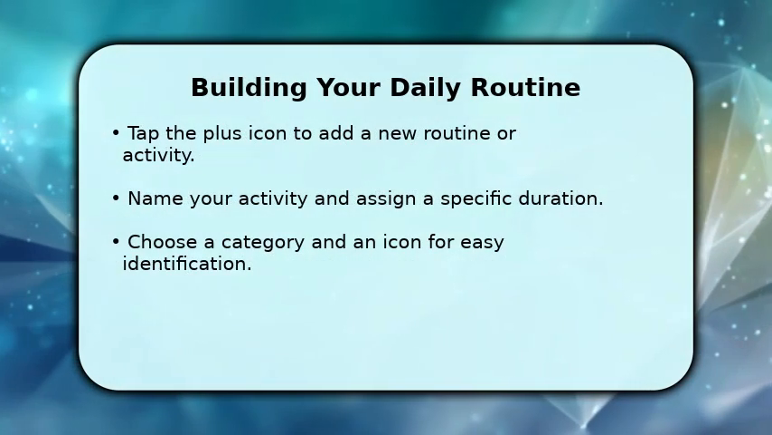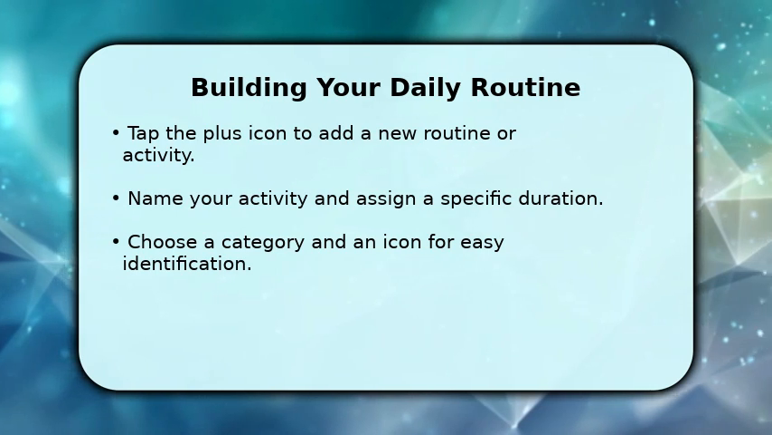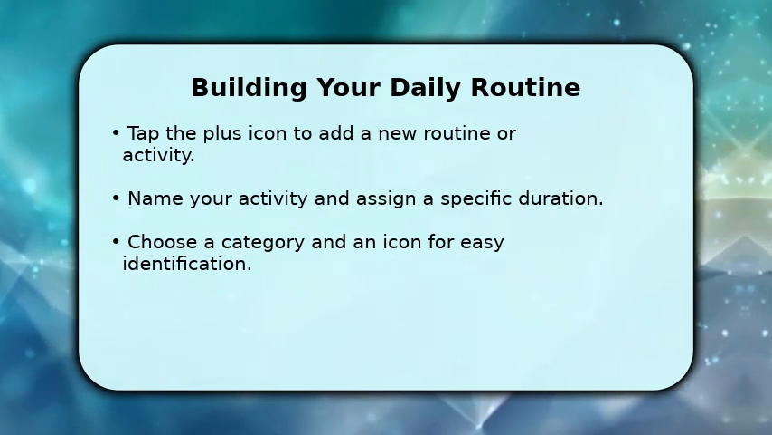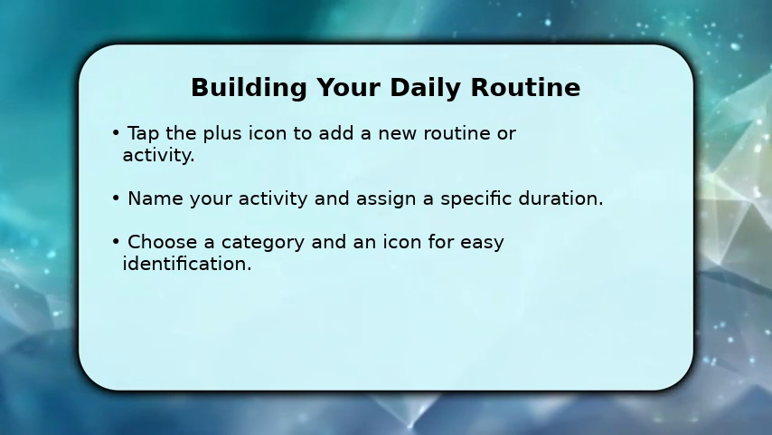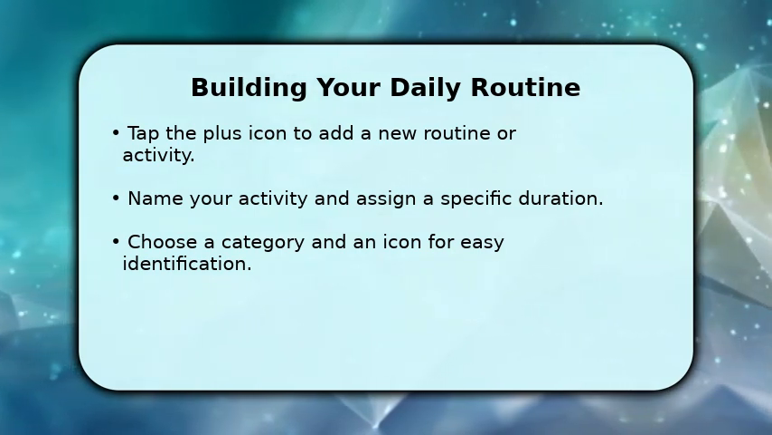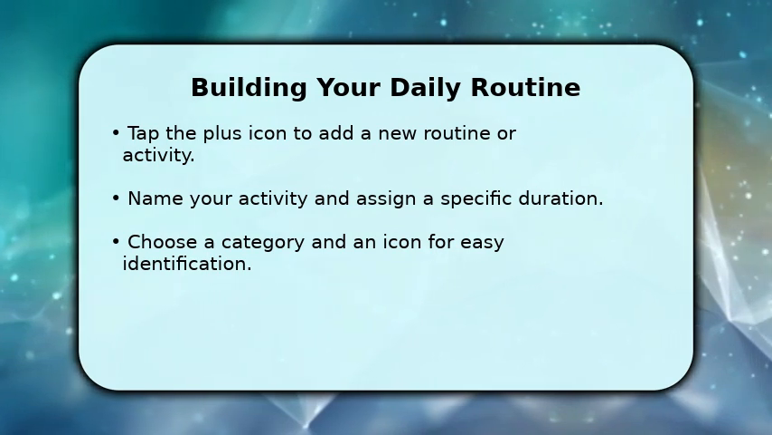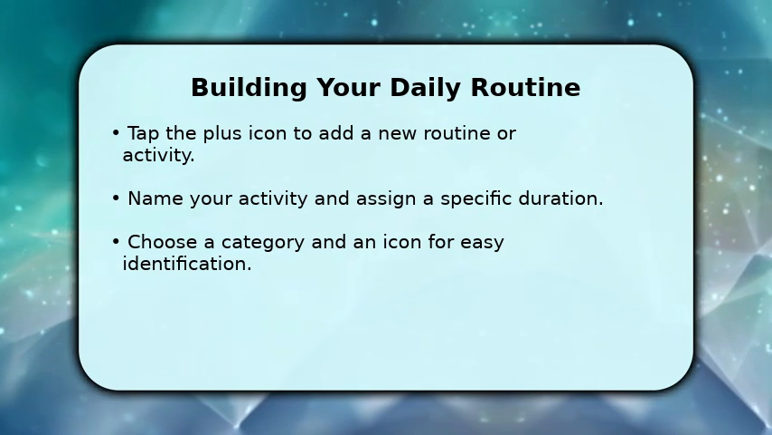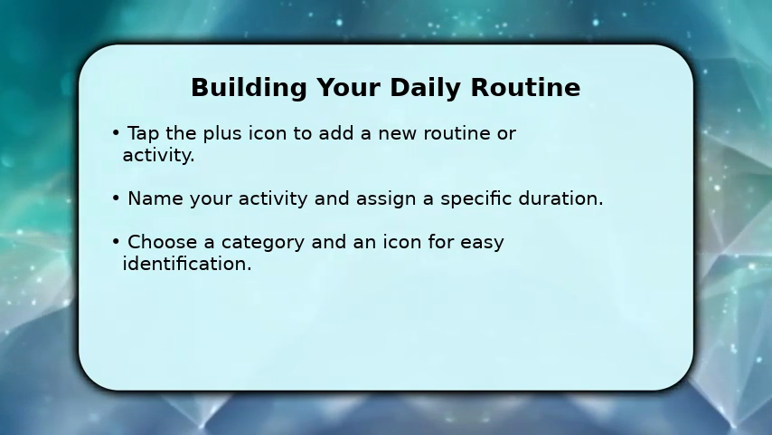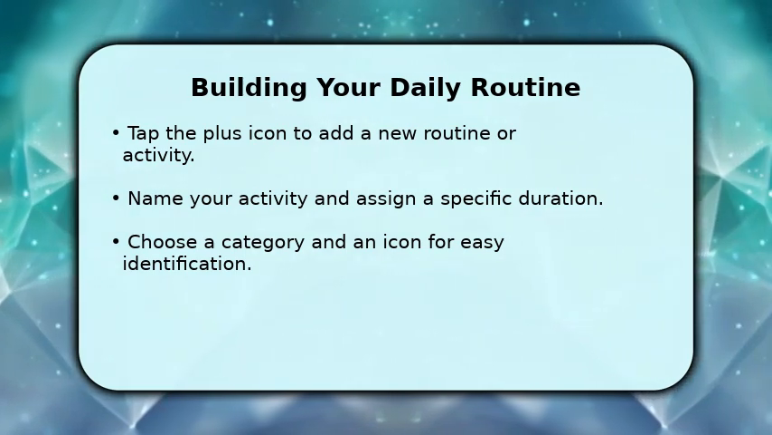To build your first routine, tap the large plus icon at the bottom of the screen. You can then add individual blocks for activities like work or exercise. Give each block a clear name and specify its duration, perhaps 30 minutes or 1 hour. Select a relevant category and a colorful icon to make your schedule visually appealing. This step-by-step process allows you to construct a detailed and personalized daily plan, ensuring every moment is accounted for.